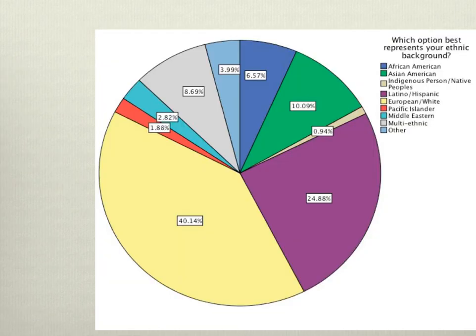Here is an example of a pie chart that you might want to include in your final project. Even just taking a look at one variable at a time can tell us something about our sample.